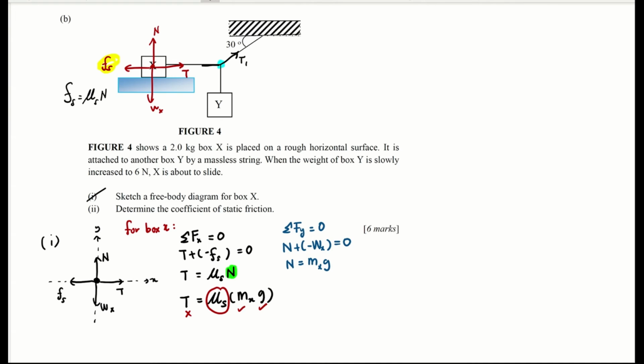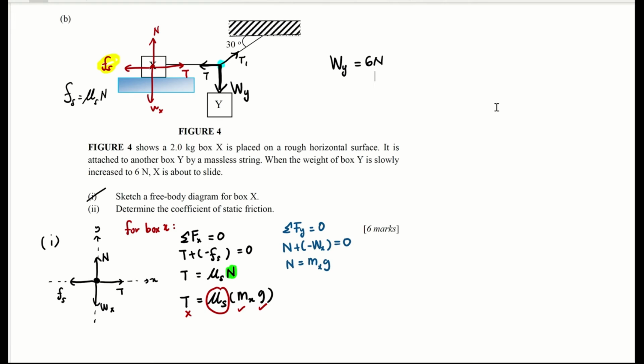And then ini tadi adalah T. And then at this point, dia akan ada satu pemberat tadilah yang kita tambah, iaitu weight of box Y. Okay, so jadi soalan bagi tahu kita tadi, when the weight of box Y is increasing until 6 Newton, then box X is about to move. Dia baru mula hendak bergerak.